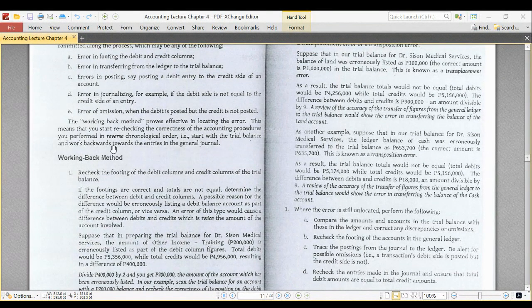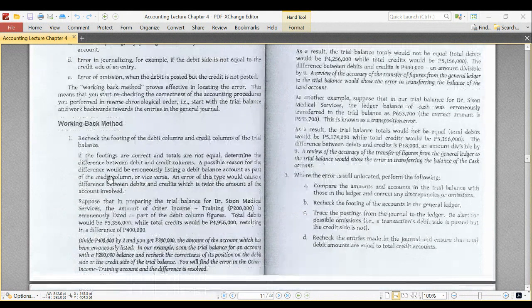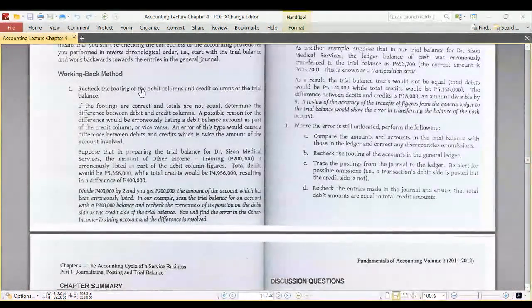So, start mo sa huli, i-check mo hanggang bumalik ka sa dati. So start with the trial balance and then work backwards towards the entries in the general journal. So the work back method. First, recheck the footing of the debit columns and the credit columns on the trial balance. Check mo yung footing. Check mo yung ending balance. Meron dito na sabi, possible reason for the difference would be erroneous listing of a debit balance account as part of the credit column or vice versa.